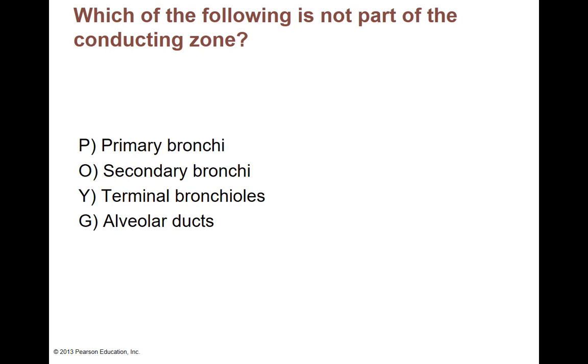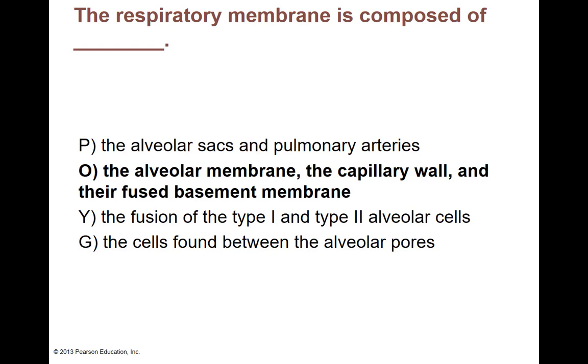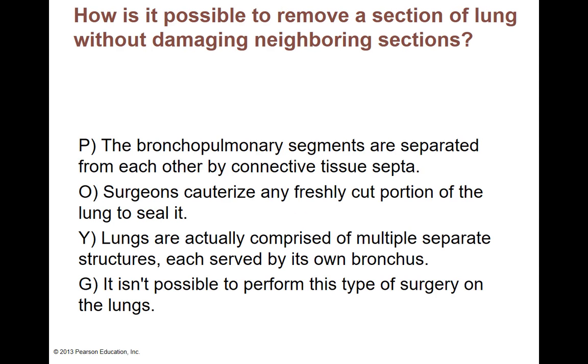Which of the following is not part of the conducting zone? Conducting is just air moving through, no gas exchange. In the alveolar ducts, there is gas exchange taking place. The respiratory membrane consists of the alveolar membrane, the capillary wall, we want blood and air next to each other, and the fused basement membrane that holds them together. It's called the respiratory membrane.